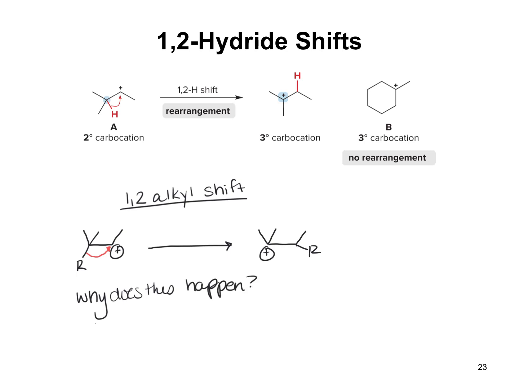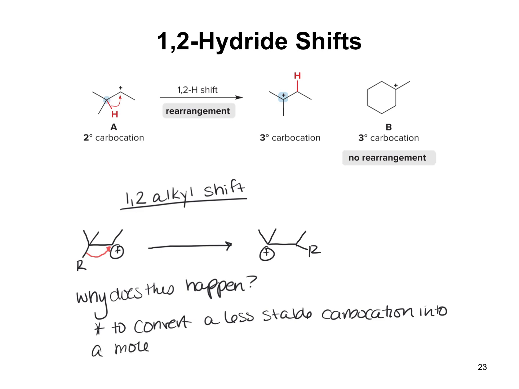Well, to convert a less stable carbocation into a more stable carbocation. So it does this to increase the stability of the carbocation. Anytime you form a carbocation, you must evaluate whether you're going to have a shift, okay?